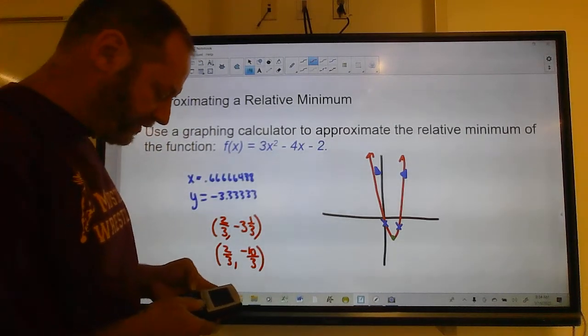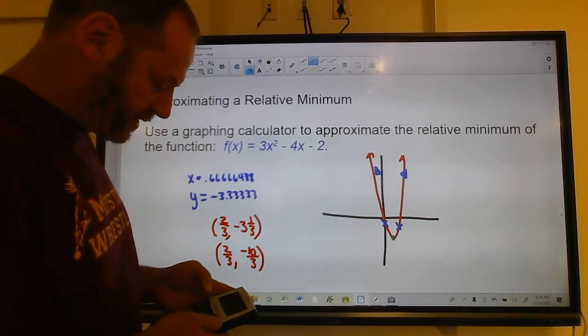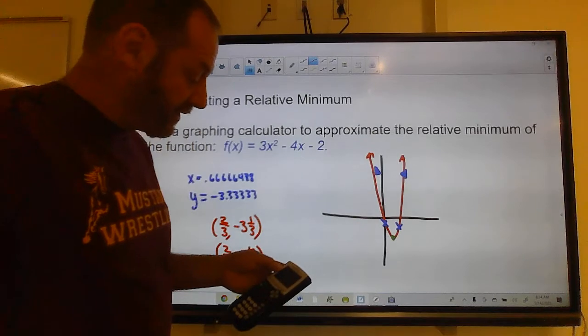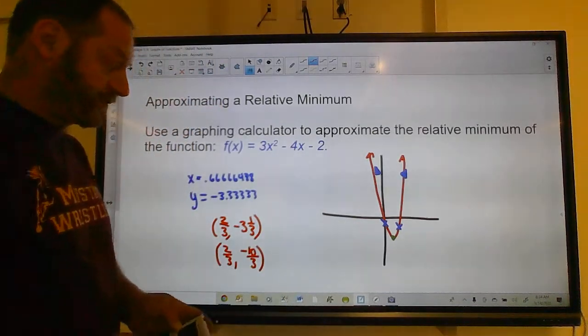And if you go back and look at calc, push your second calc again, you can also find zeros this way. You can find maximums this way. You can find intersections this way.